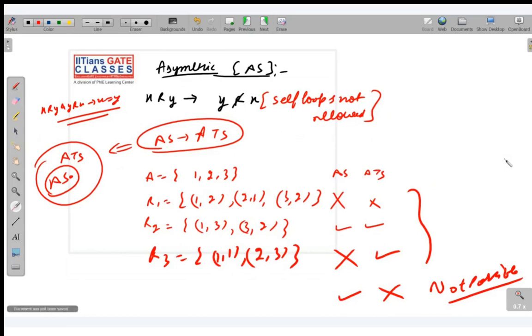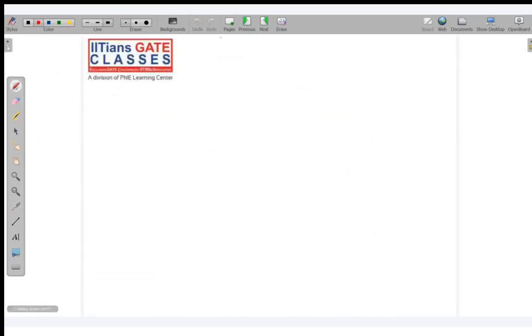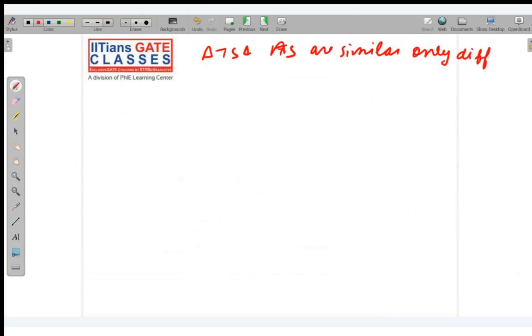So the only difference between ATS and AS is that in ATS self loops are allowed, in AS self loops are not allowed. Rest everything is the same. Let me write it. ATS and AS are similar. The only difference is that in ATS self loops are allowed, but in AS not allowed. That's it.